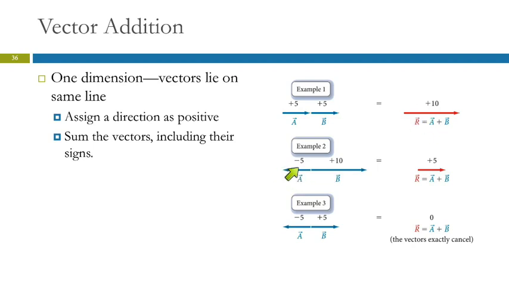If we have minus 5 and plus 10, here the vectors are going in opposite directions, but one is larger than the other. That's going to add to a net vector. It'll be plus 5 in this direction. Minus 5 and plus 5, but in opposite directions. Same magnitude, those will add up to 0. Everybody should be able to understand one-dimensional vector addition. Okay?